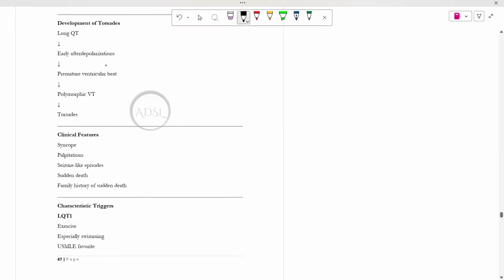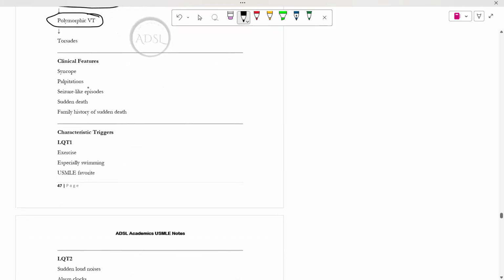Okay, this gives rise to a premature beat, and the features of the wave differ, and that is why it is polymorphic. Again, this can cause sudden death. Okay, it can cause sudden death.